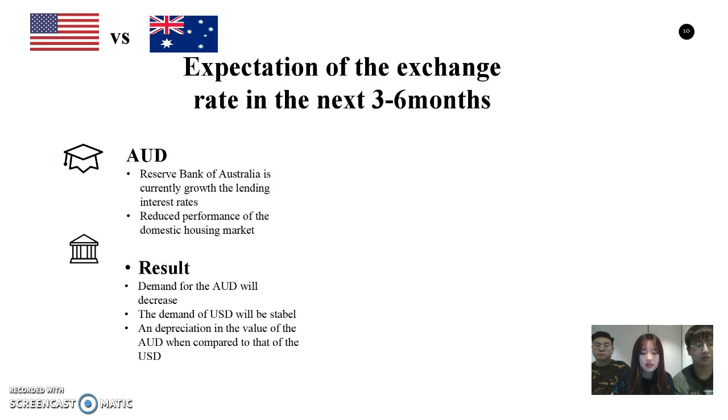And the Reserve Bank of Australia is still increasing the lending interest rates, and this is evidenced by reduced performance of the domestic housing market as mortgages have become more expensive. As a result, there is speculation that the demand for AUD will decrease and the USD will be stable, with depreciation in the value of the AUD when compared to the USD.